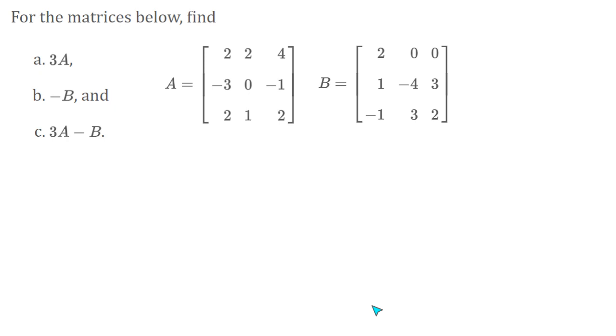So first, A, let's multiply 3 times A. I want to multiply a real number, this constant 3, to my matrix. So this is a scalar multiplication.